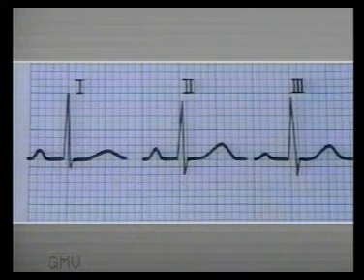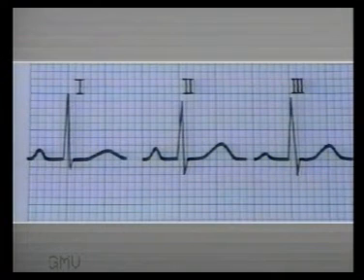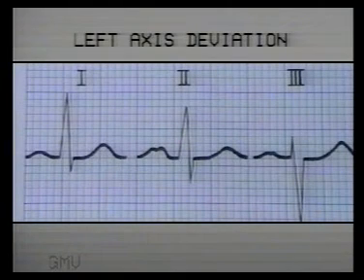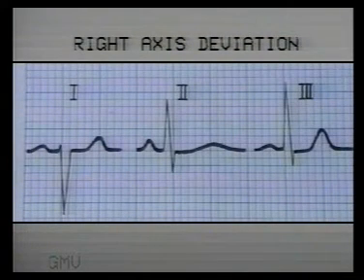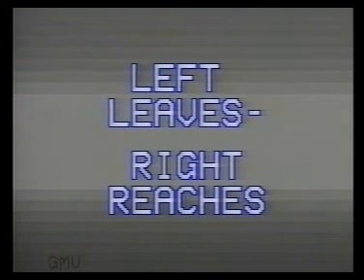Axis deviation. To look for deviation of electrical axis of heart, we must study leads 1 and 3. Normally, QRS complexes are predominantly upwards in both these leads. In left axis deviation, there is a prominent R wave in lead 1 and a prominent negative deflection, either Q or S, in lead 3. In right axis deviation, there is a prominent negative deflection in lead 1 and a prominent R wave in lead 3.